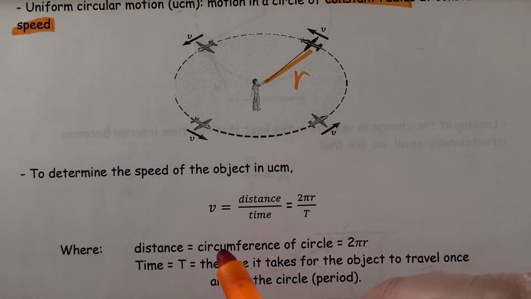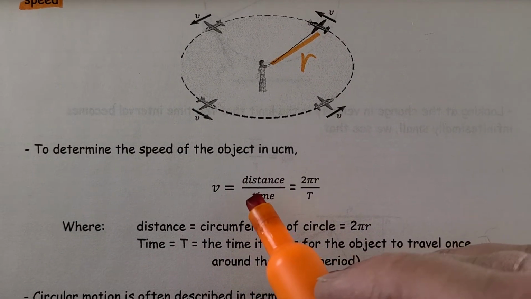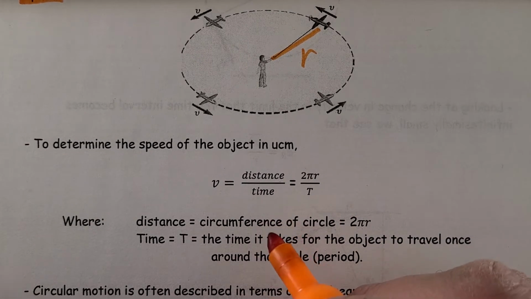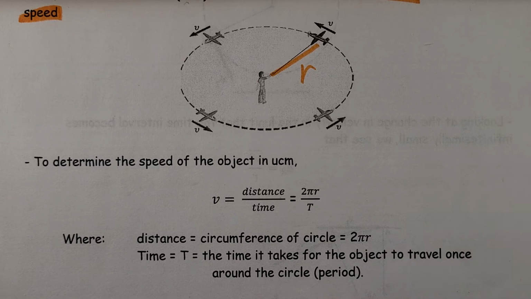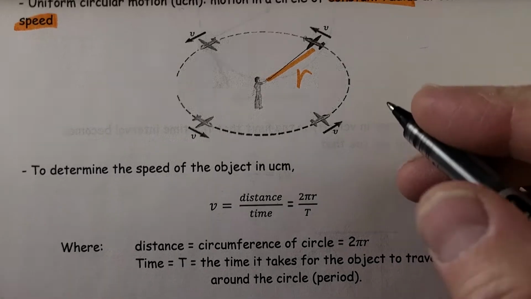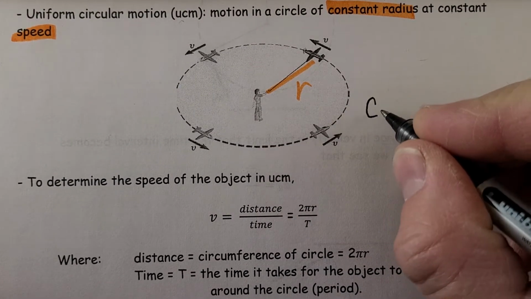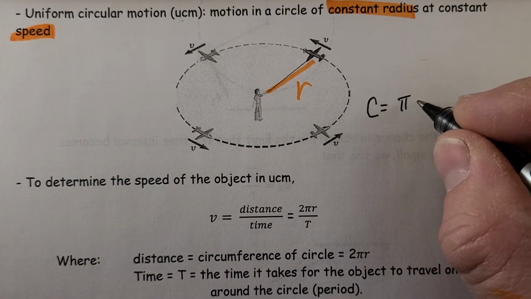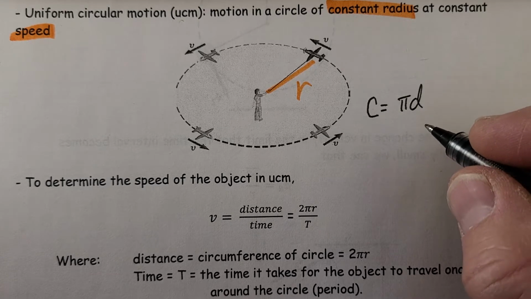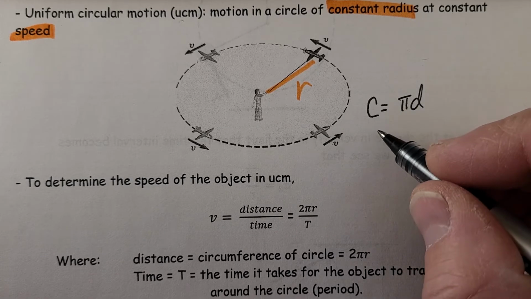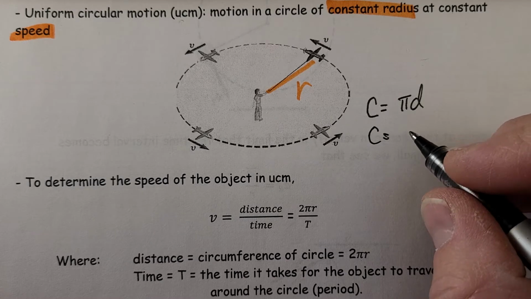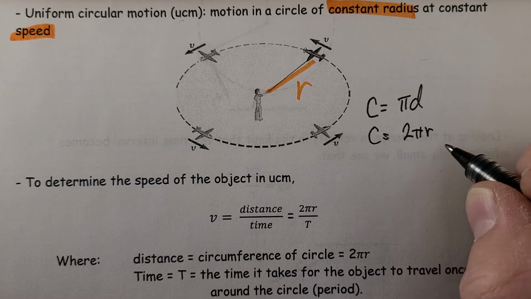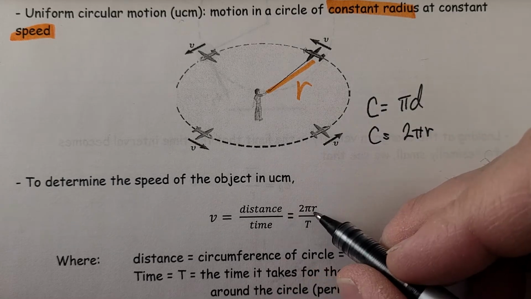So to determine the speed of an object in uniform circular motion, of course, speed we know is distance over time. And the distance traveled here in circular motion is equal to the circumference of the circle. And of course, we know from earlier math classes, pi times the diameter, or of course the diameter is 2 times r. So sometimes it's referred to as 2 pi r. So distance traveled is 2 pi r.